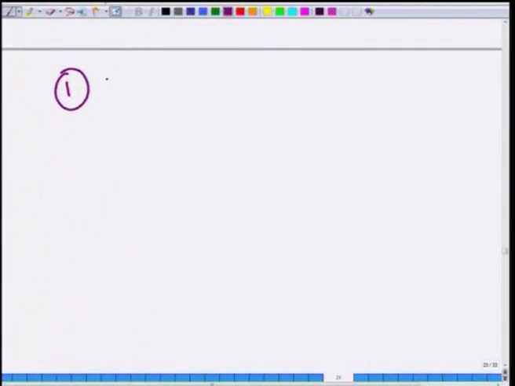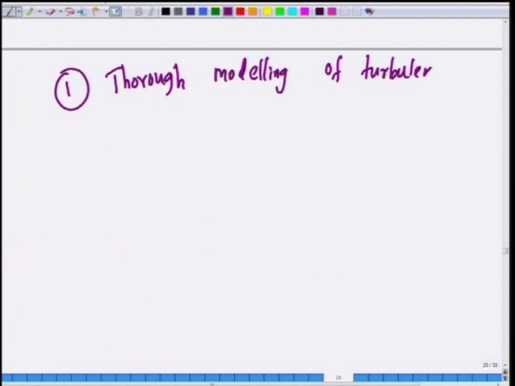One aspect is, of course, a more thorough understanding of turbulent flows. Thorough modeling of turbulent flows, which we didn't do, could form a more advanced course in fluid mechanics. And we didn't do the boundary layer analysis in a rigorous manner.